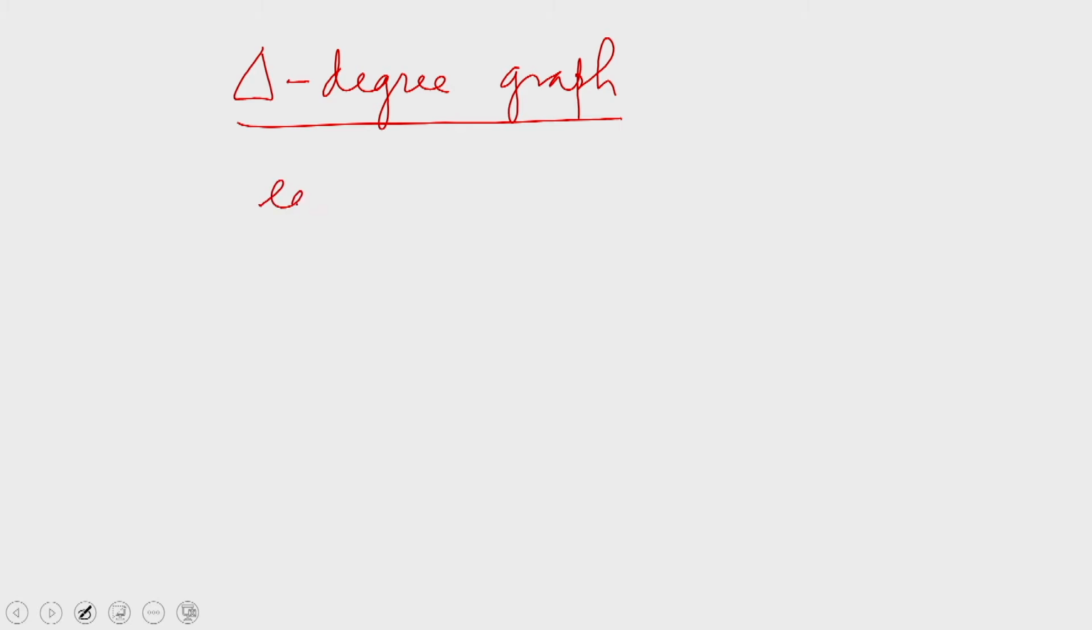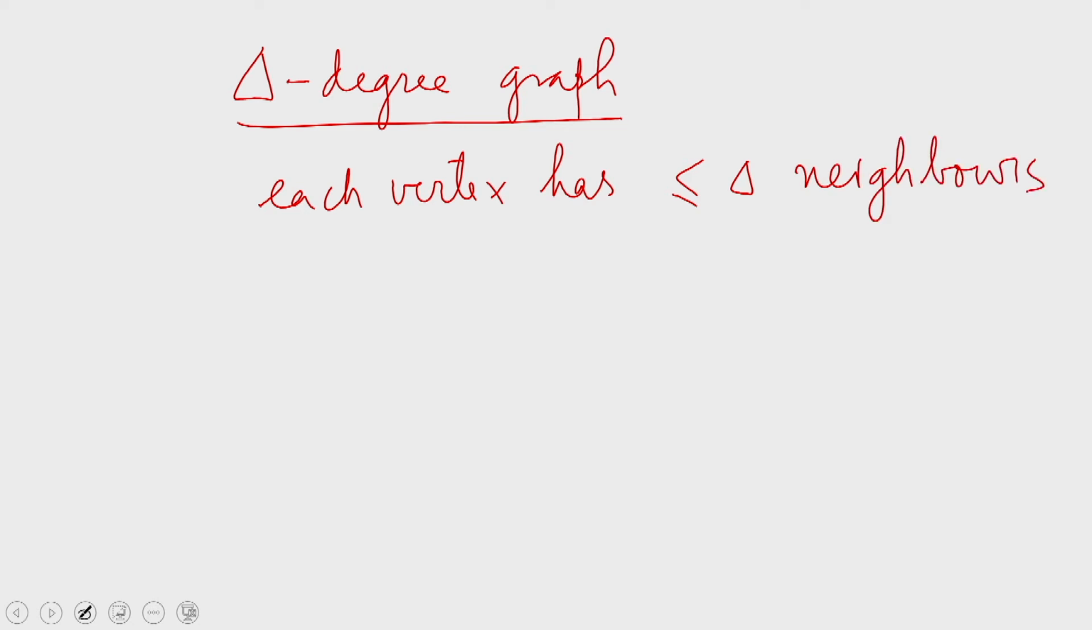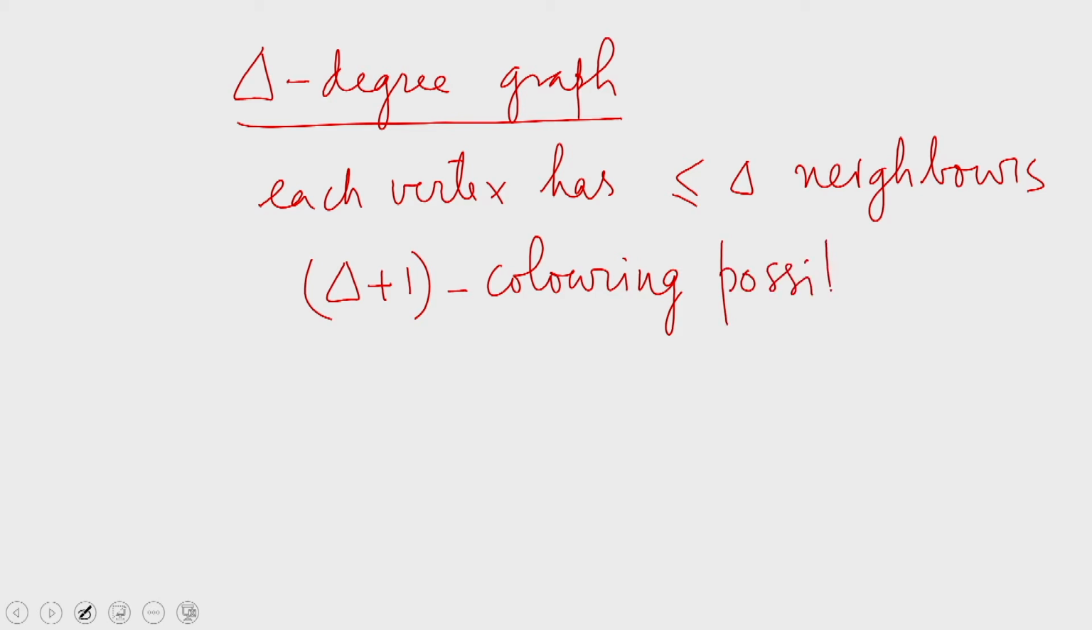For example, let us say we are given a delta degree graph. What we mean by a delta degree graph is one where each vertex has at most delta neighbors. That is, the vertex degree of each node is at most delta. Such a graph is called a delta degree graph. It can be easily shown that such a graph can be vertex colored with delta plus 1 colors. So, let us see an easy sequential algorithm for this problem. Let us say the colors are one to delta plus 1, and we have an n vertex graph. The maximum vertex degree is delta.